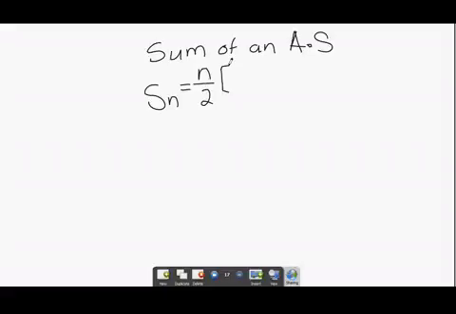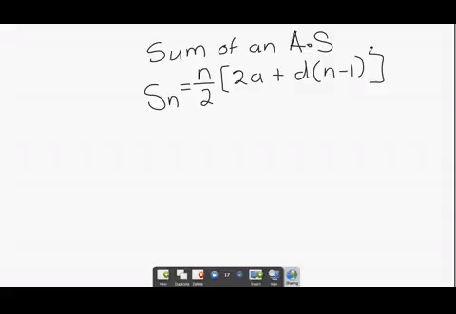bracket 2a plus d bracket n minus 1 close bracket. Now this is the formula for the sum of an arithmetic sequence. So all you need for you to be able to use this formula is you need to find your a and you need to find your d. And obviously if they want you to find the sum of the first 10 terms, then n would be also given in terms of it being 10.